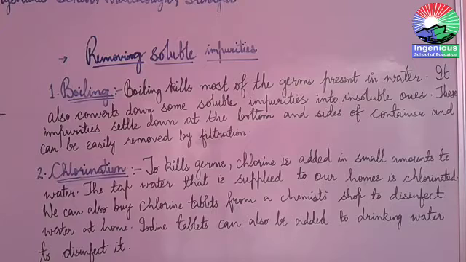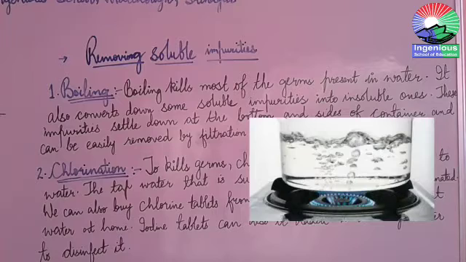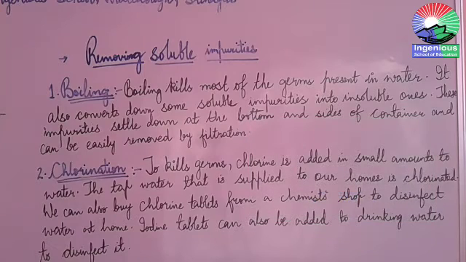Students, when we boil the water, most of the germs present in the water get killed. Boiling also converts some soluble impurities into insoluble ones. These impurities settle down at the bottom and sides of the container, and after that, we can easily remove them by filtration.